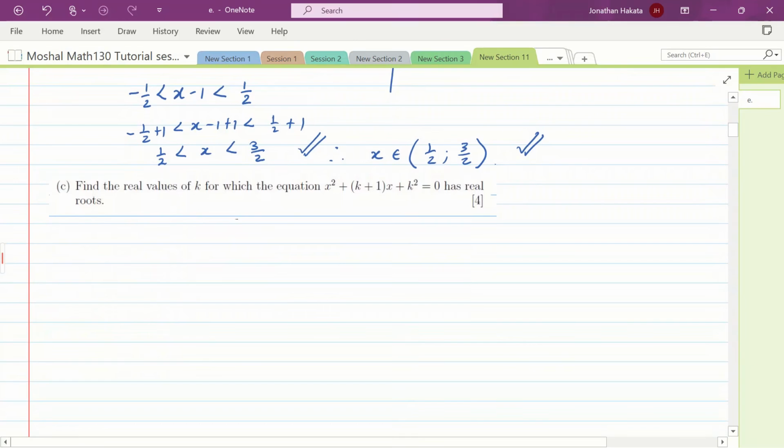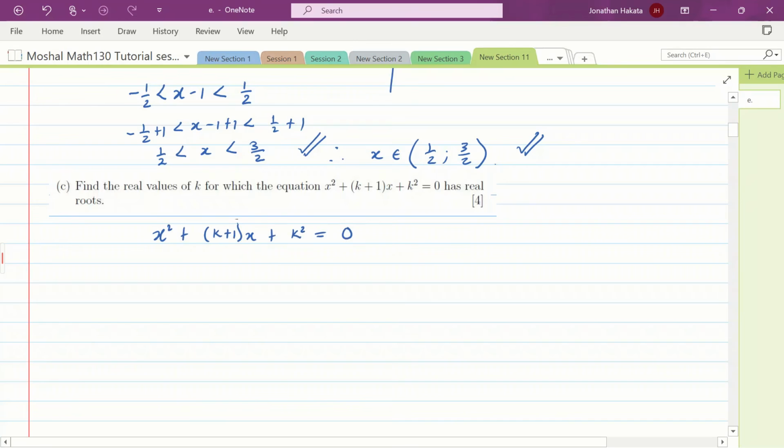I hope you guys are following. Okay, so find the real values of k for which the equation has real roots. Let's rewrite the quadratic expression. It's x squared plus, in brackets, k plus 1 x plus k squared equal to 0.